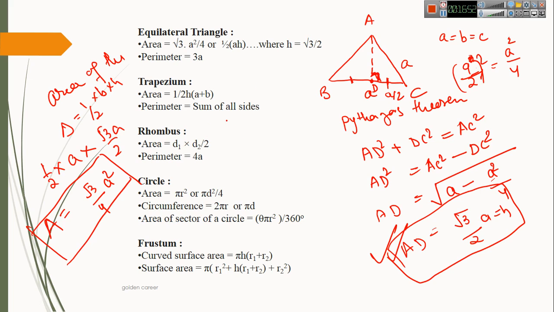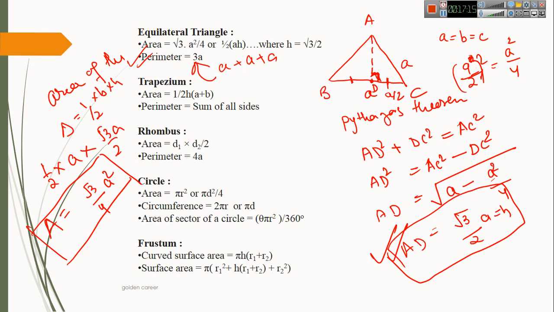I hope it's clear to you. And if we talk about perimeter, as we know, perimeter is the sum of all the sides, then a plus a plus a equals 3a. This will be the perimeter of the equilateral triangle. Here small a is the side length of the triangle.